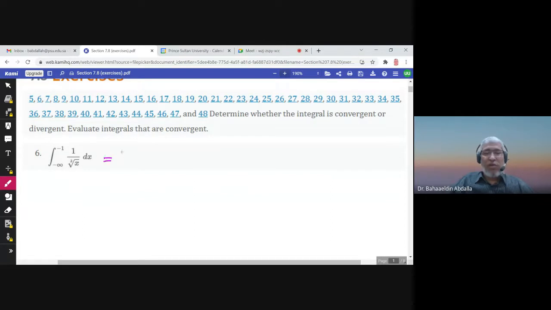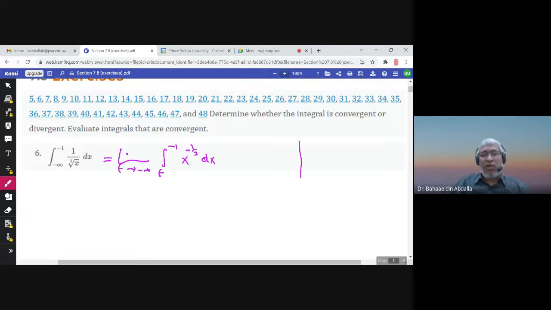By definition, we write it as the limit when t approaches negative infinity of the integral from t to negative 1 of x to the power negative 1 over 3 dx. Notice that this function is not continuous at 0, but 0 is not in this interval. From negative infinity to negative 1, this is just an infinite interval, and the function is continuous in this interval. So let us find this integral.